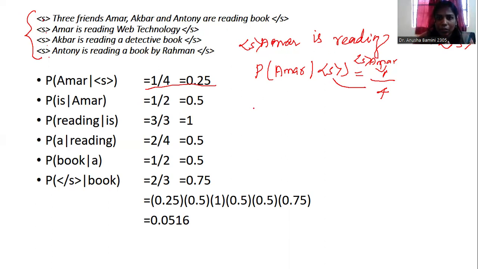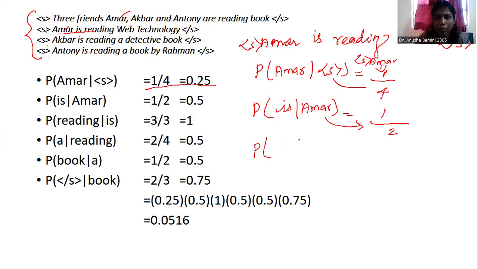First word we have written. Then the second word, probability of "is" given Amar. So check how many times Amar is occurring in the given sentences. One, then two. Only two Amar are there. So two. Amar is occurring two times. Only one statement has "Amar is", so 1 by 2. Okay, then next probability. Probability of "Amar is" we calculated.